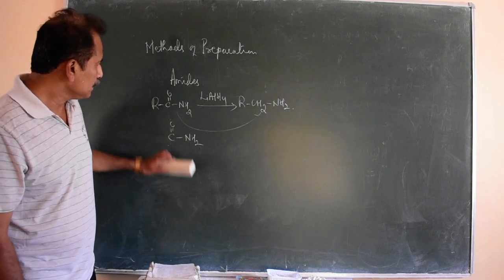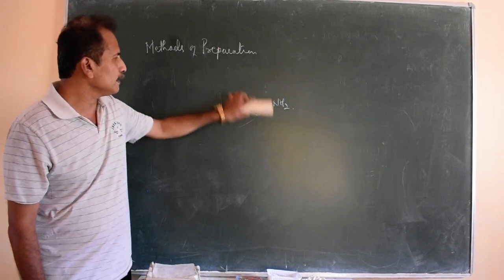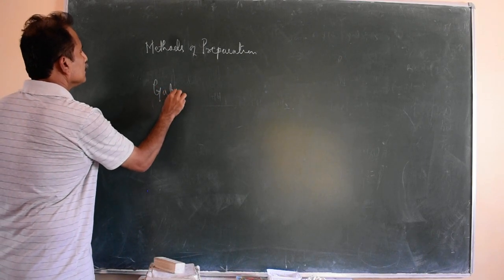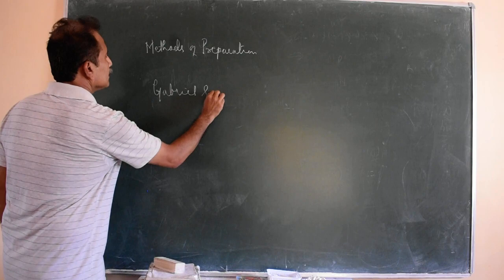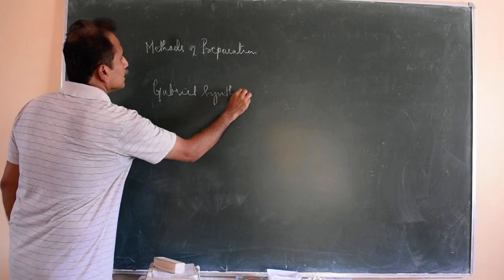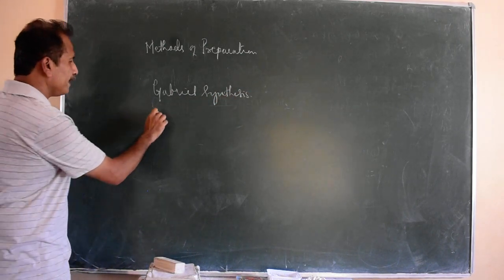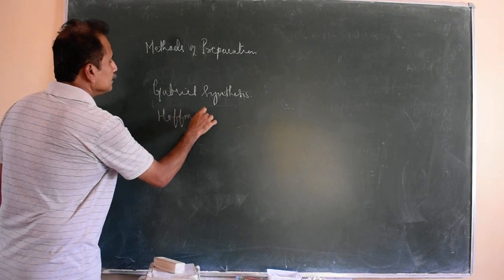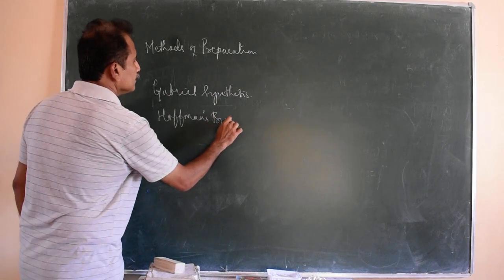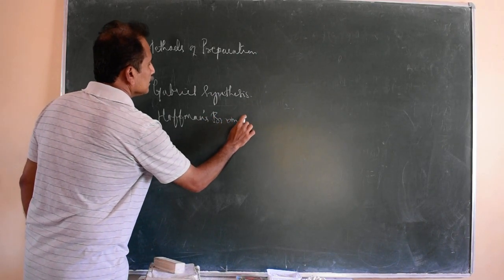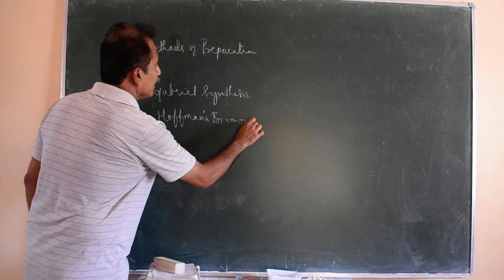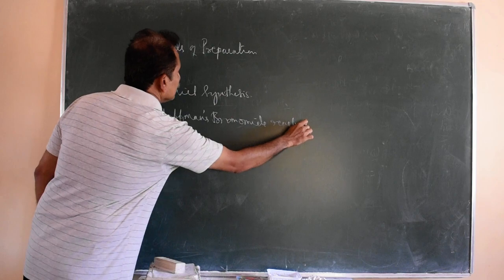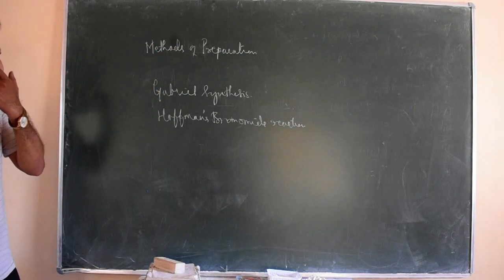Okay. Similarly, you have other methods of preparation like the Gabriel synthesis. Then you have Hoffmann's bromamide reaction. Okay. Then you have ammonolysis.